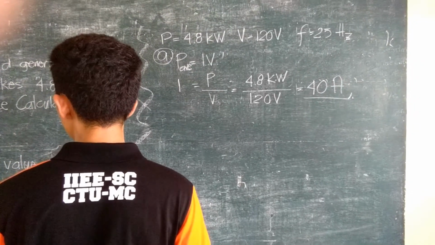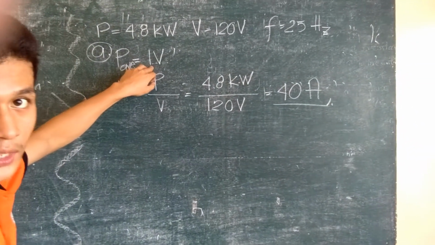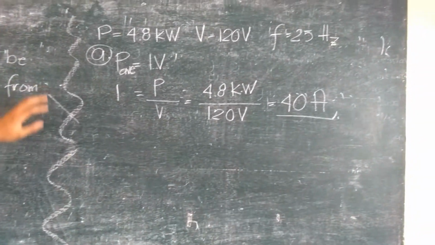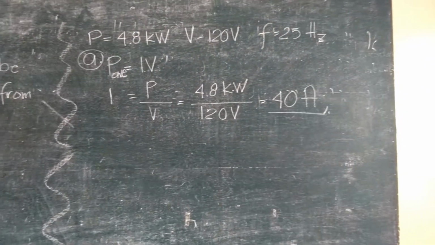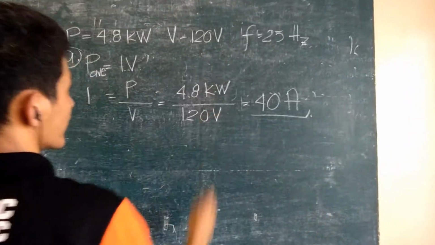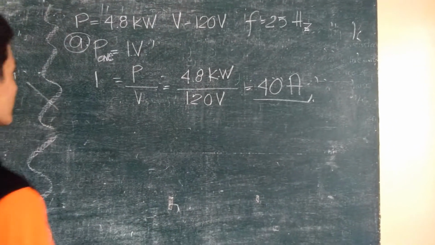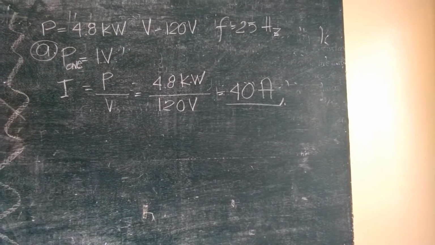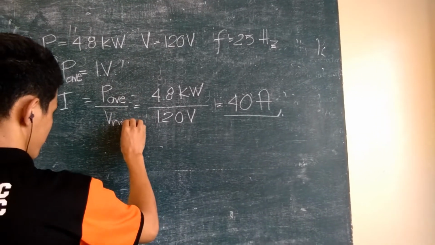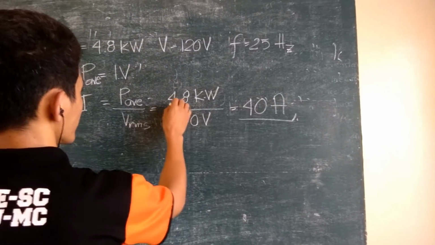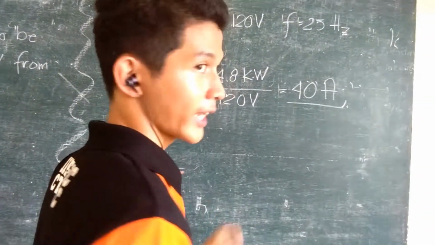So the solution for letter A is P average equals IRMS times VRMS, with the initial conditions of average power equal to 4.8 kilowatts, a voltage of 120 volts, and a frequency of 25 hertz. We can consider that the voltage in here is the VRMS. So in finding the current, we have the average power divided by the VRMS. Substituting the values, 4.8 kilowatts divided by 120 volts results in 40 amperes.